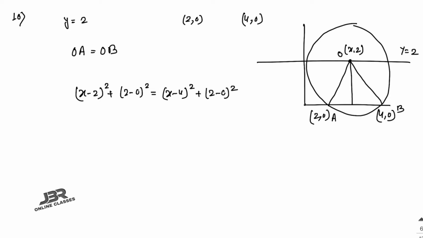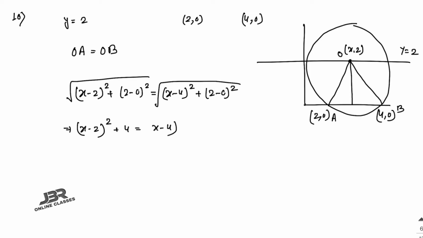Now the square is under root, so squaring both sides, the root will vanish. So here you can write down x minus 2 whole square plus 4, and here also x minus 4 whole square plus 4. Now 4 cancel out. After calculation you will get 4x equal to 12, and from that x equal to 3.